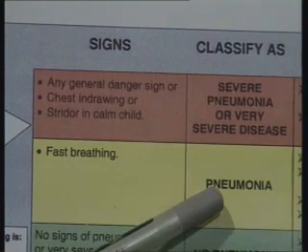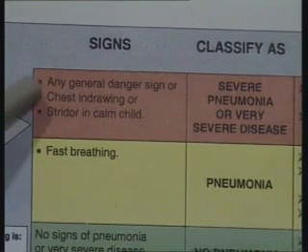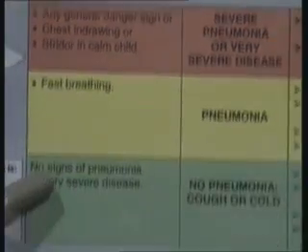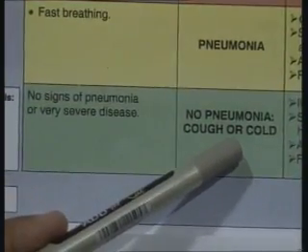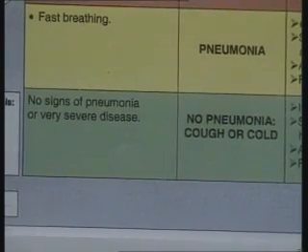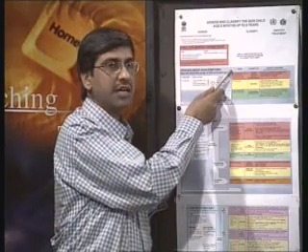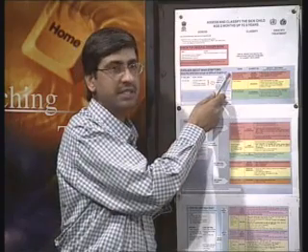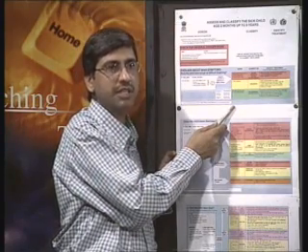Classification is pneumonia. A child who does not have any of the signs of the red or yellow box places him into the classification of no pneumonia, that is cough or cold. Now please remember, when you are classifying the illness, you always start from the top and then come to the bottom. You always start from the red box and then go on to the yellow box.